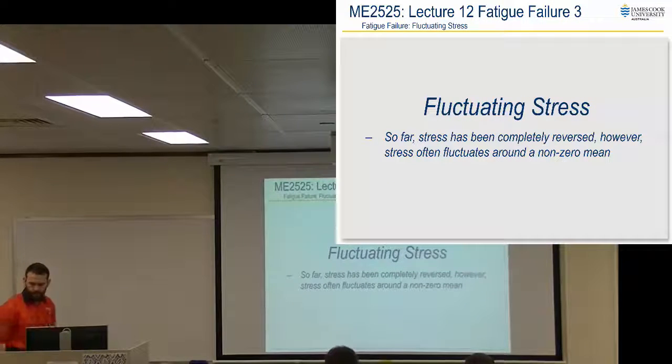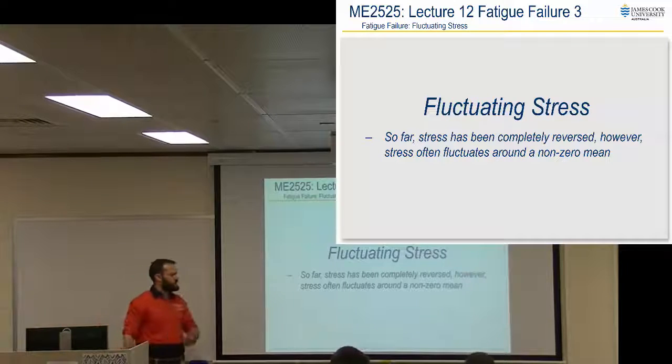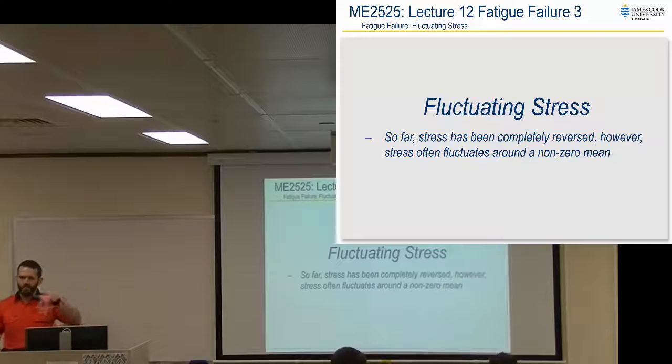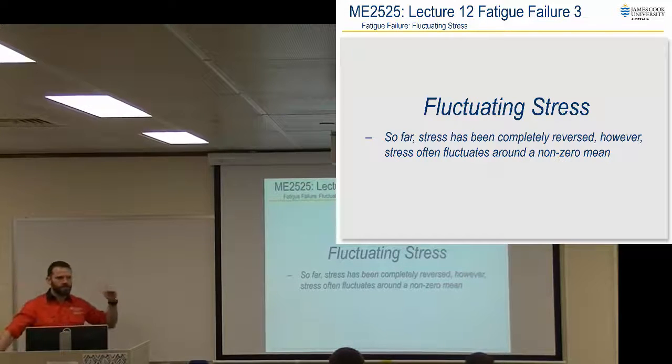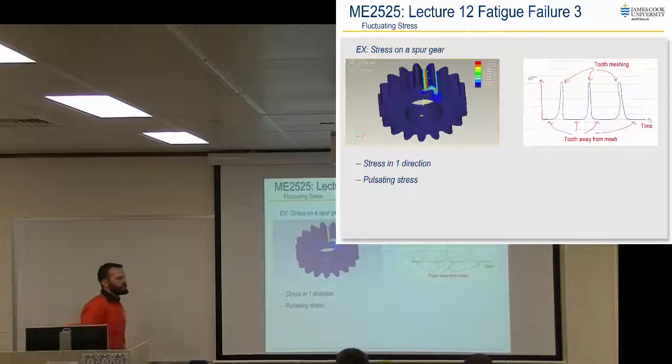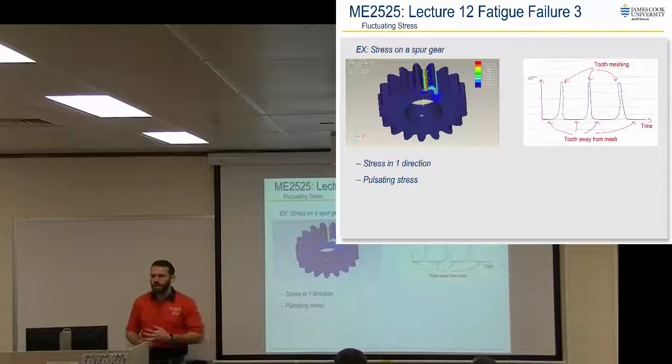Alright. So now we're talking about fluctuating stress. Everything we talked about so far, the mean of that sinusoidal curve has been on the zero axis. Now we're talking about anything where the mean is not on the zero axis. Alright? Fluctuating stress. So there's lots of examples of where fluctuating stress may occur.